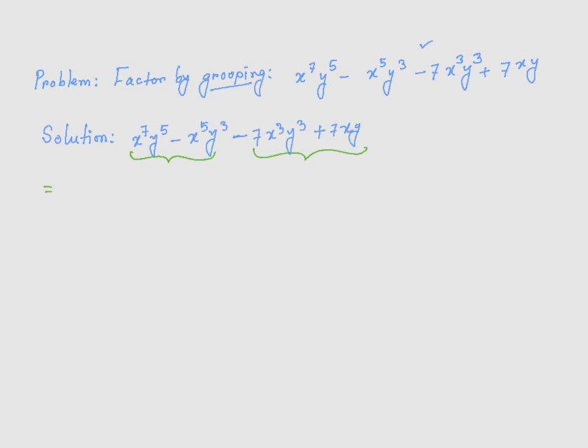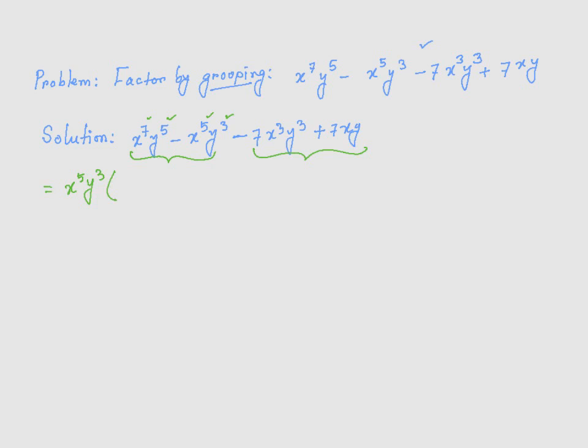And in the first group, I could factor out x to the power 5 y cube, because x to the power 5 goes into x to the power 7 and it goes into x to the power 5, and y cube goes into x to the power 5 y to the power 5 and y cube. Now let's go ahead and factor it.